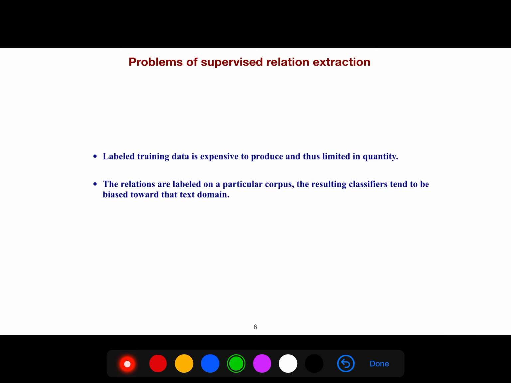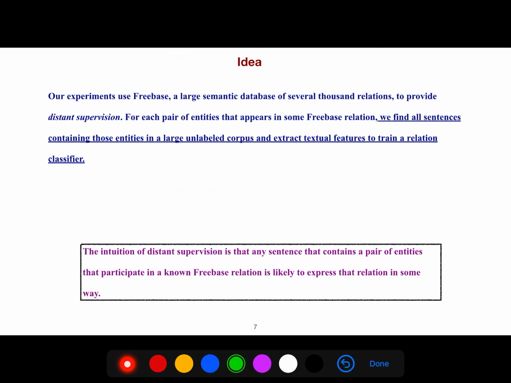The problem of supervised relation extraction is that labeled training data is expensive to produce and thus limited in quantity. The relations are labeled on a particular corpus. The resulting classifiers tend to be biased toward that text domain.